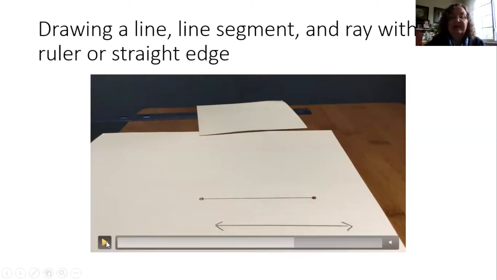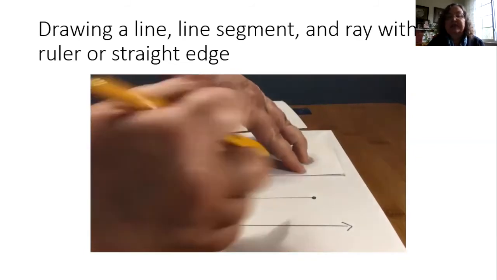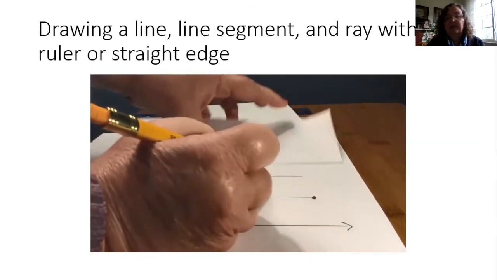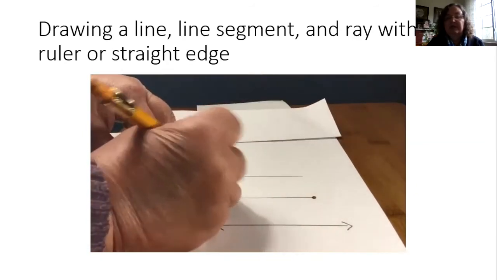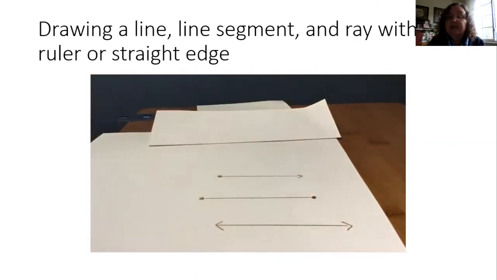Now let's look at the last one. With the last one, I took a piece of paper and I folded it 2 times. And now I'm going to hold it down carefully. And what am I going to put on the ends of this one? Oh, I just made a ray because it has one end point and it goes on and on forever in another direction.